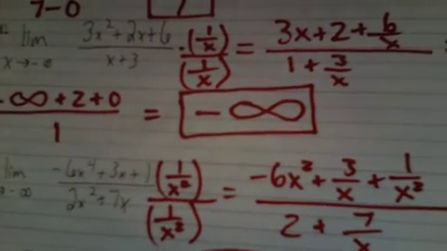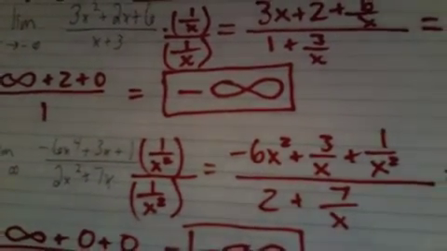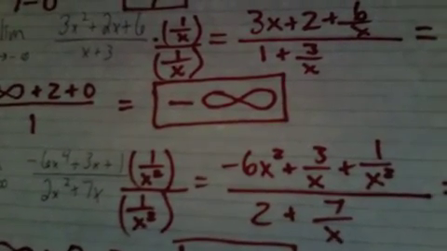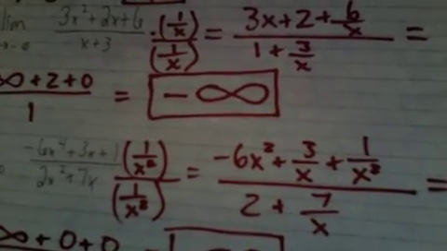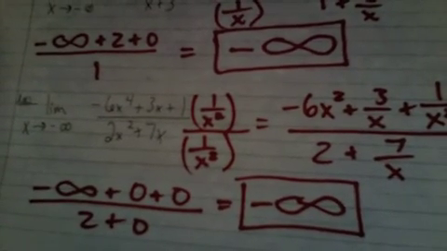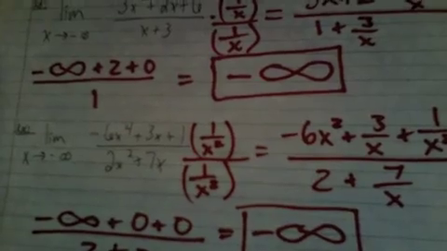constant and make it so you know the limits of easier numbers to work with, and then that will get you negative 6x squared plus 3x plus 1 over x squared, over 2 plus 7 over x. And all those limits come out to negative infinity plus 0 over 2 plus 0. And all those numbers cancel out, and you just get negative infinity for that one.